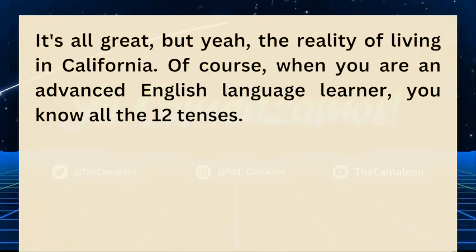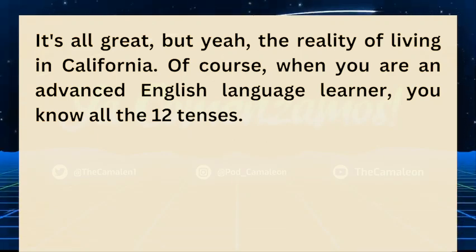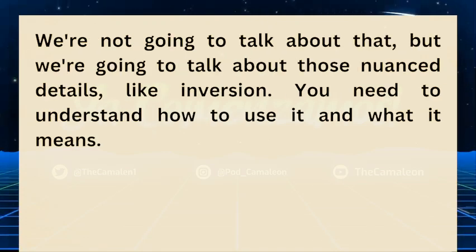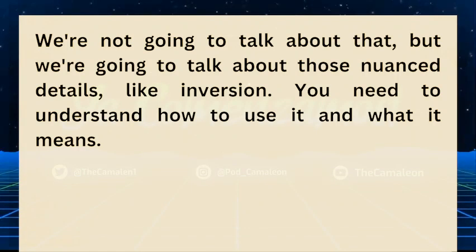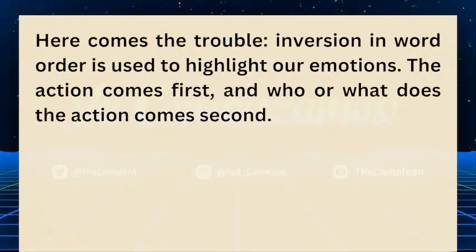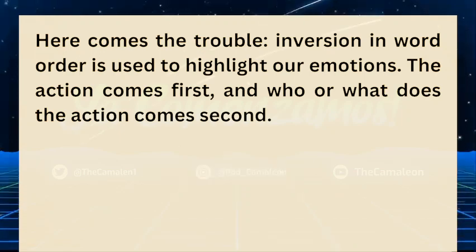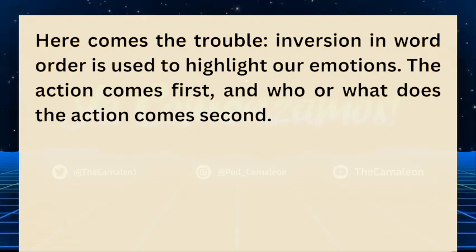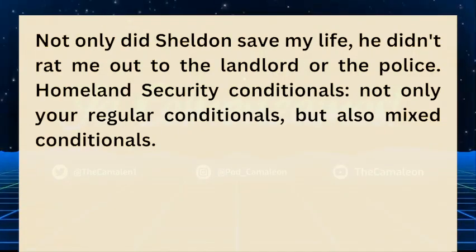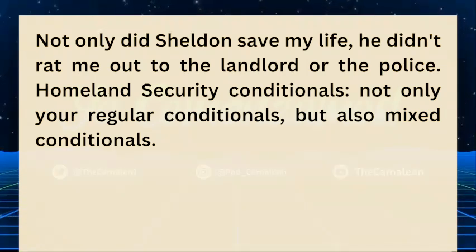Of course, when you are an advanced English language learner, you know all the 12 tenses. We're not going to talk about that, but we're going to talk about those nuanced details, like inversion. You need to understand how to use it and what it means. Here comes the trouble. Inversion in word order is used to highlight our emotions. The action comes first, and who or what does the action comes second. Not only did Sheldon save my life, he didn't rat me out to the landlord or the police.